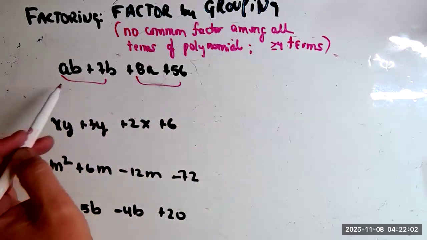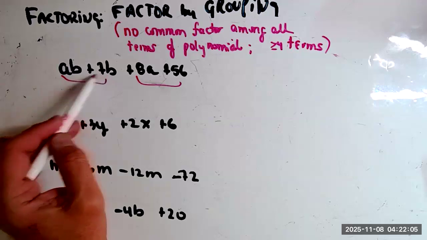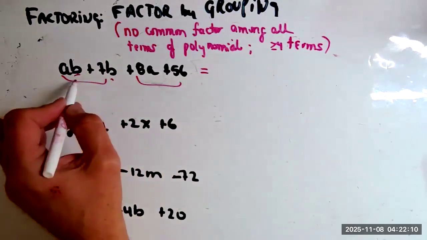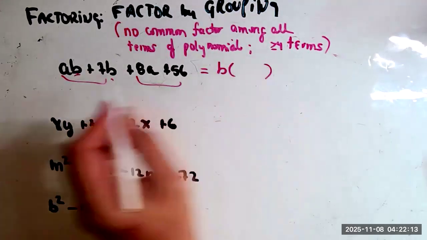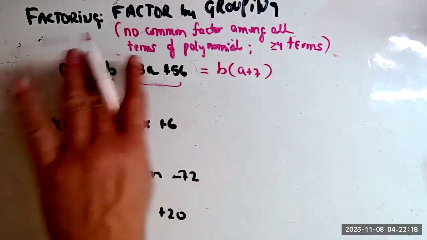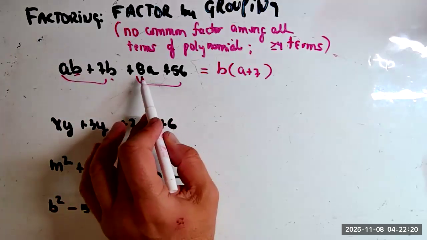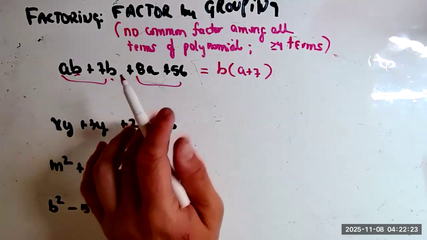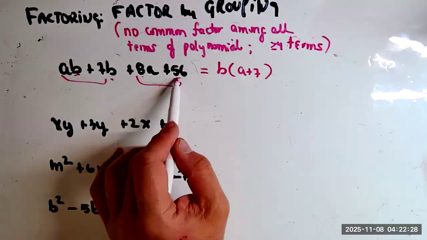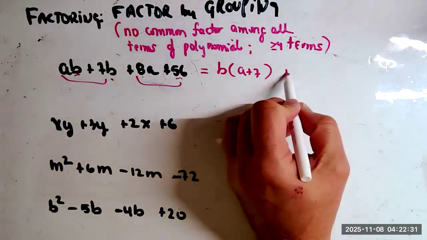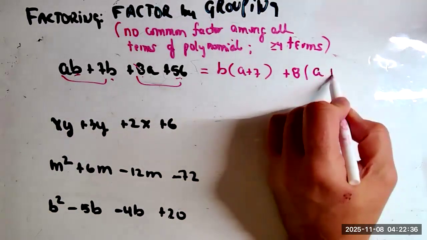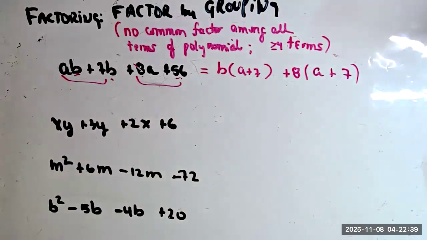Ignoring the last two terms, what's common between 8b and 7b? It seems that b is what is common, so we can proceed to factor the b from the first two terms. So we leave behind a plus 7. And ignoring the first two terms, what can we factor between the third and fourth term? 8 times 8, 56 is 8 times 7, of course, we can factor out positive 8. If I factor the 8 from here, we leave the a plus 7.